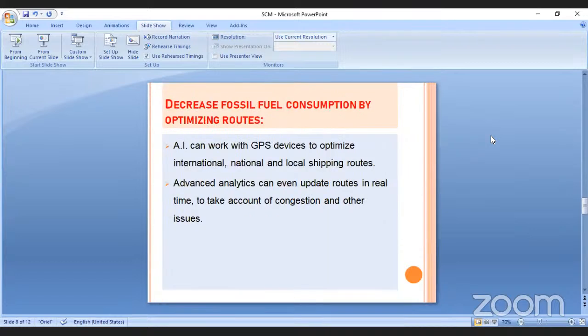Next, decrease fossil fuel consumption by optimizing routes. Artificial intelligence analysis can work with GPS devices to optimize international, national, and local shipping routes. Advanced analysis can even update routes in real time to take account of congestion and other issues.